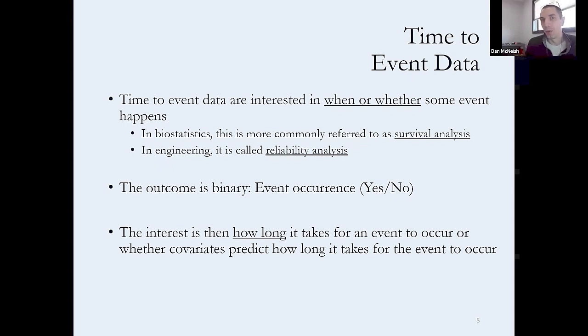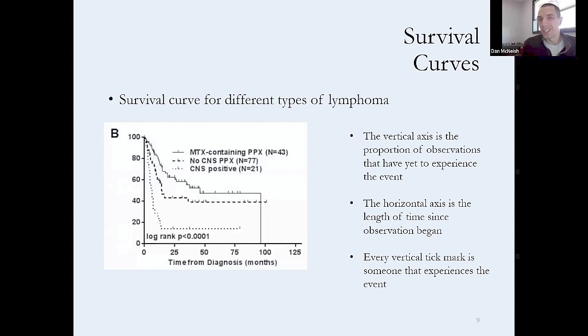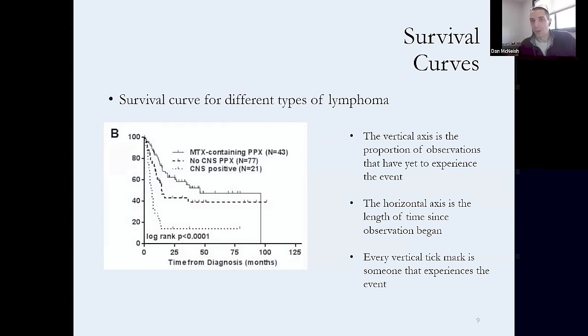And so this is a little bit different than the models we're going to talk about mostly in this seminar, which is how things are changing. But this is one type of longitudinal data that sometimes shows up in different areas. So you'll typically see plots that look like this, where you'll have time there on the horizontal axis. The vertical axis is going to be some proportion of observations where the event has not yet occurred.